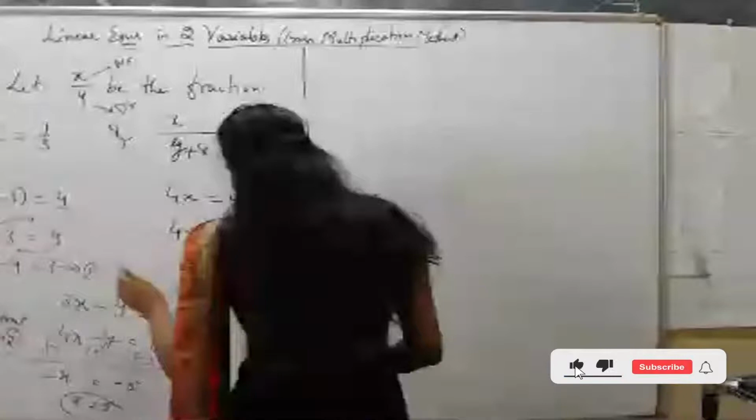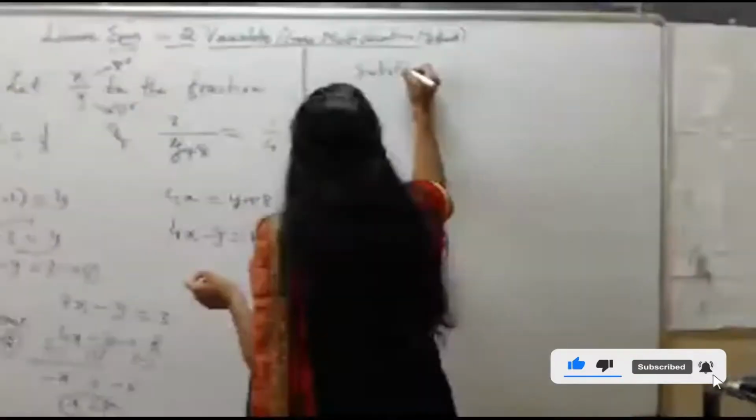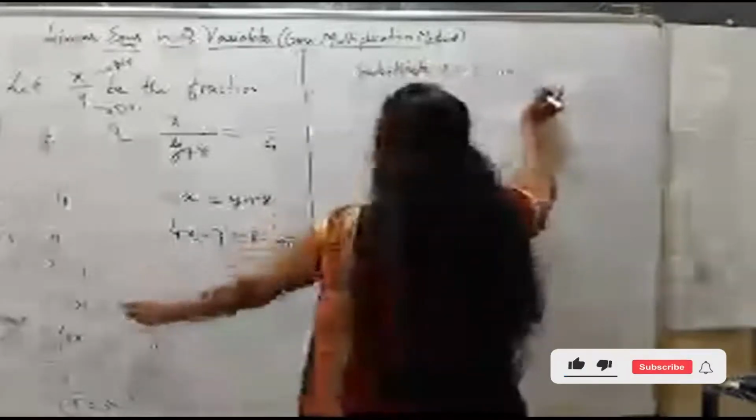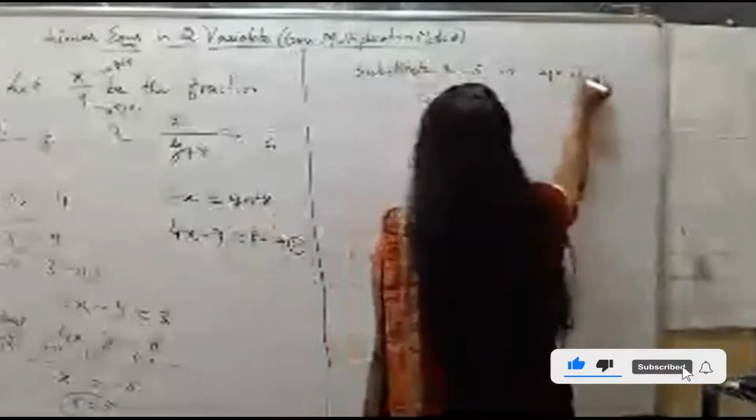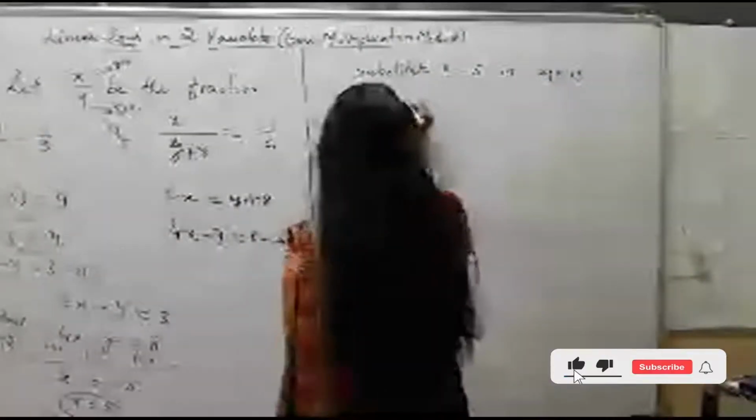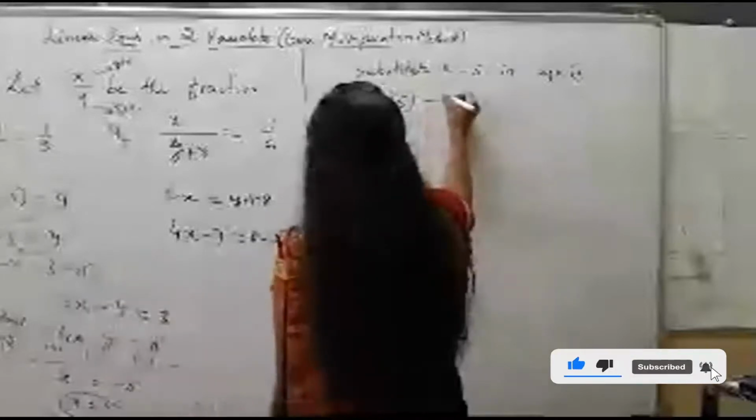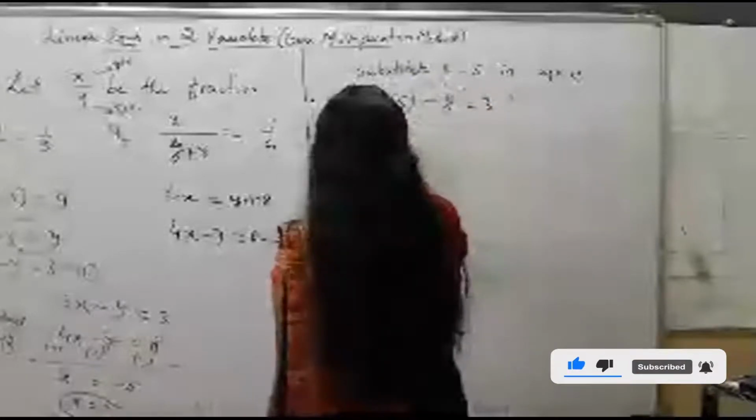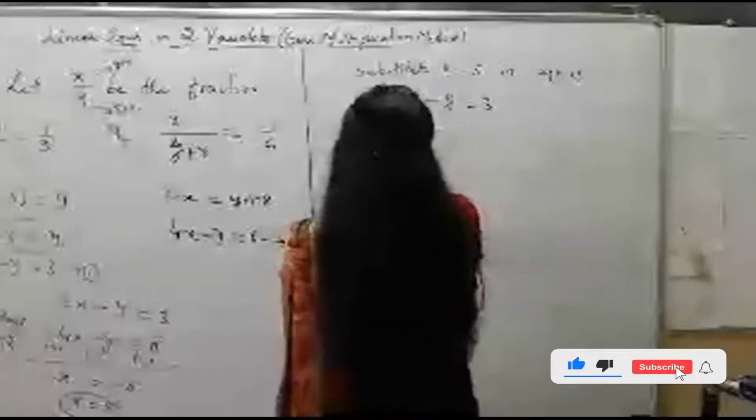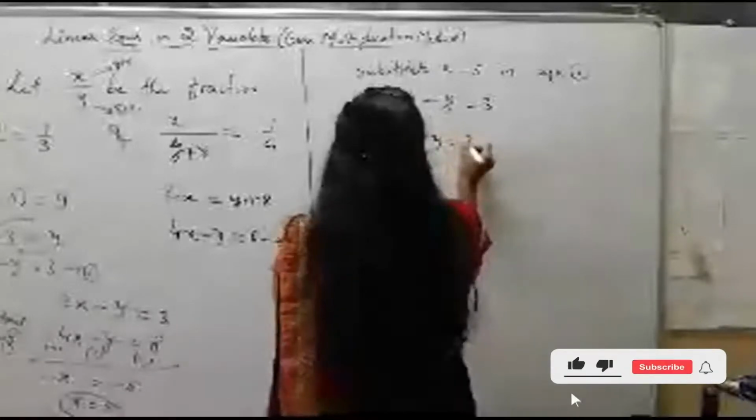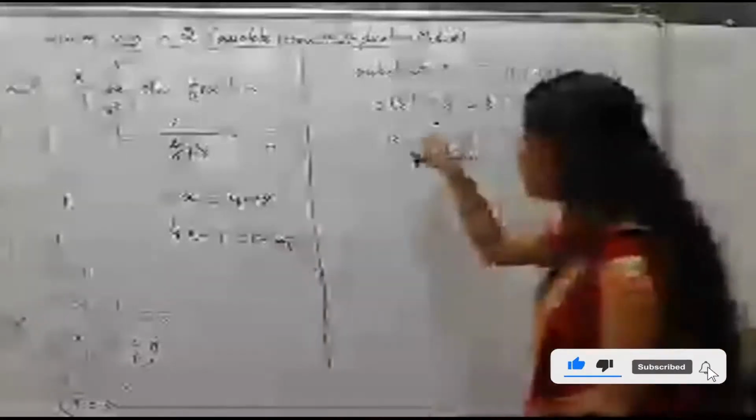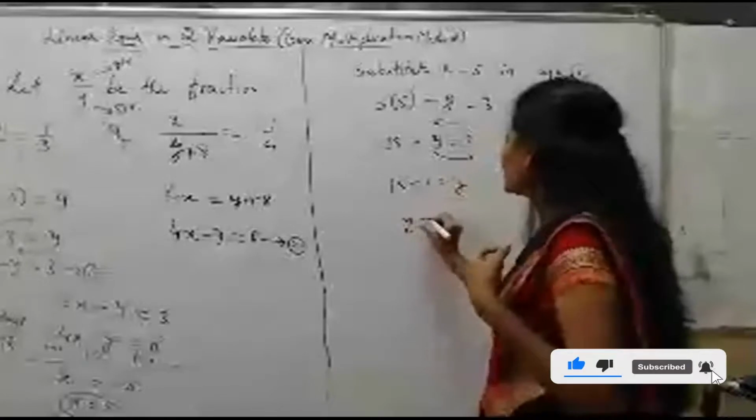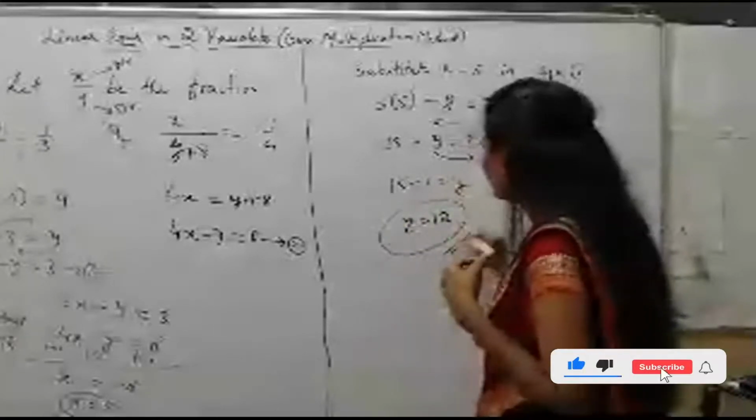Substitute x is equal to 5 in equation 1. You will get 3 into 5 minus 1... sorry, 3 into x is 5, minus y is equal to 3. We want y here. 3 5s are how much? 15 minus y is equal to 3. See, 3 to the left, minus y to the right. 15 minus 3 is equal to y. Y is equal to 12.